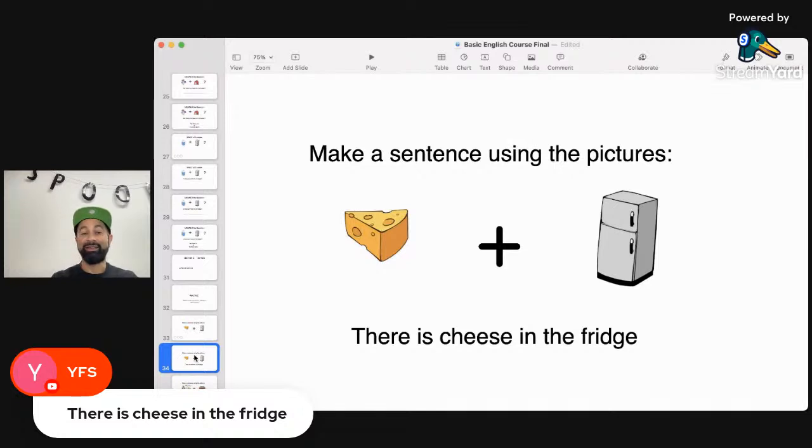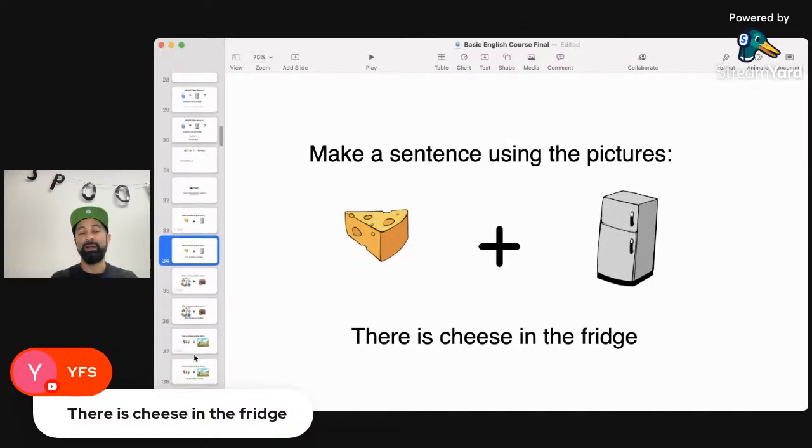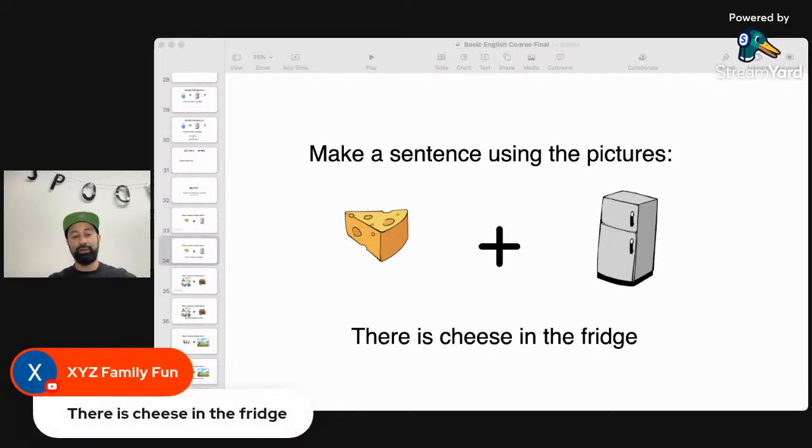All right. Let's get to a little bit more difficult one. Now, remember, if I'm moving too fast and you still want to answer any of these questions or any of these pictures, just put your comment into the chat part and I will come to it. And XYZ has just put hers or his in. It says there is cheese in the fridge. Perfect.